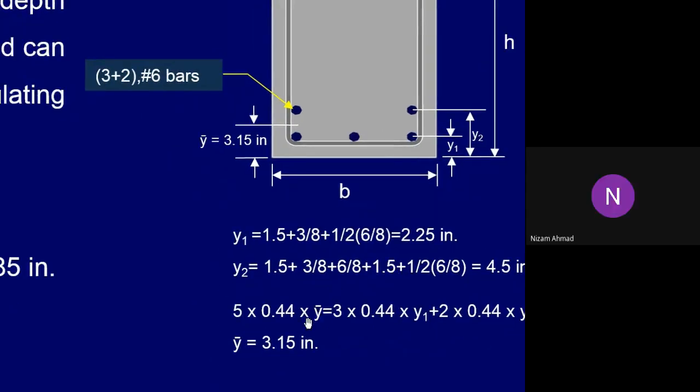Now, excuse me, sir. Please. Sir, what does 0.44 show? 0.44 is the area of steel, because the bar is number 6, so the area of steel is 0.44 square inch.